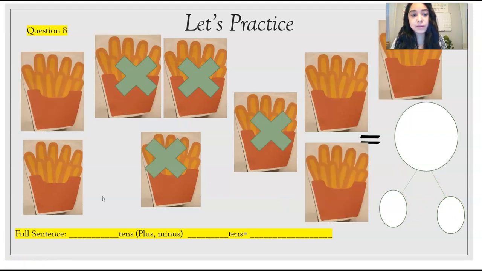Now we're going to go ahead and look at question 8, and we see a lot of groups of 10. So we're going to go ahead and count all of the groups of 10 first, and then we're going to take away the ones that have X's. We're going to put them in our number sentence right here. You should be able to just type it, and then you're going to be able to make a number bond for them, and you're going to put the parts in here.